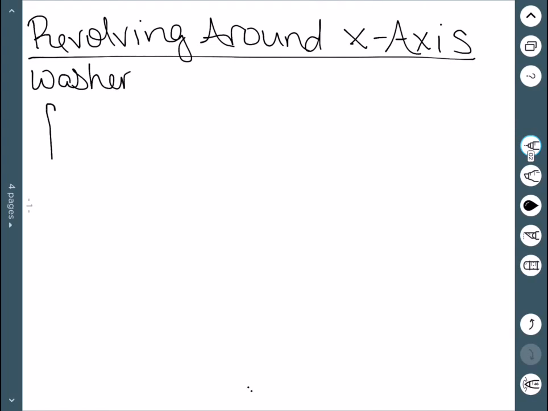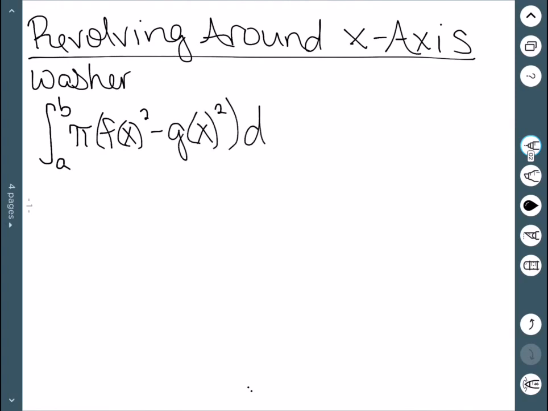In this case, we're going to integrate from a to b of pi f of x squared minus g of x squared dx.